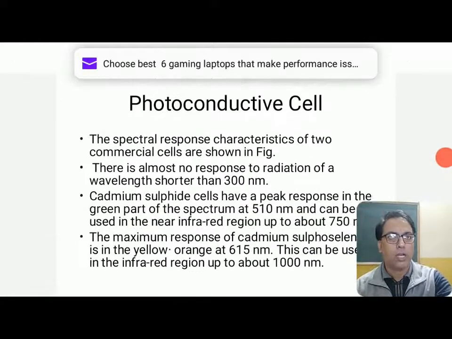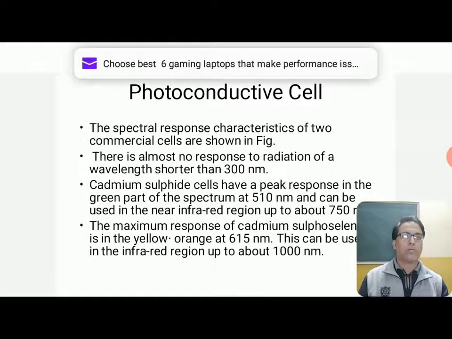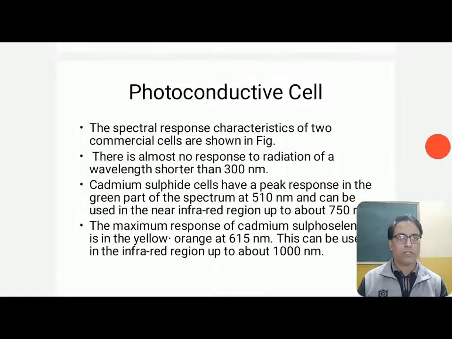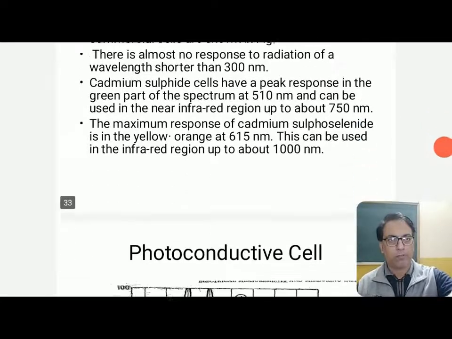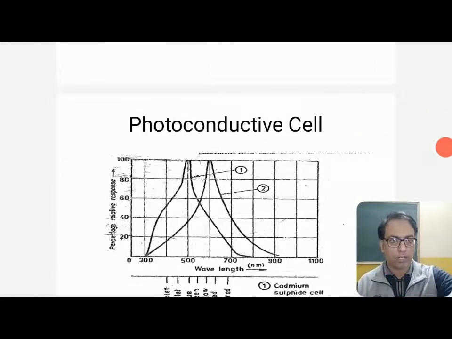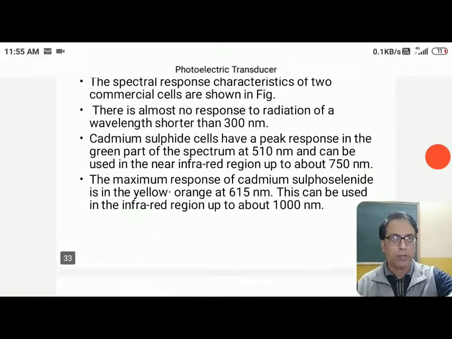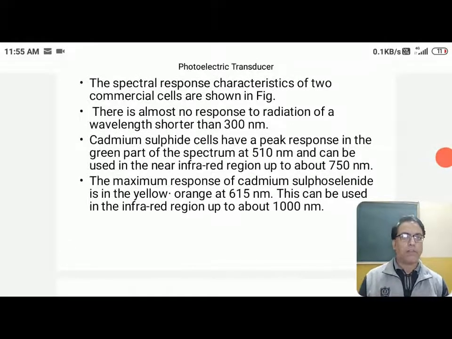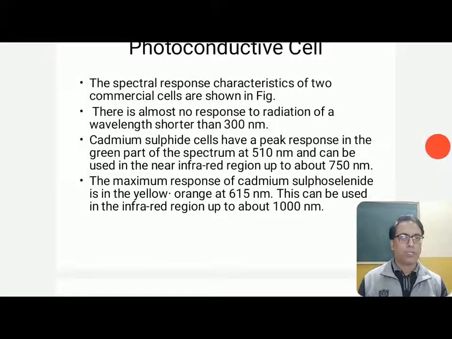Now, there is almost no response to radiation of wavelength shorter than 300 nanometer. From this curve, you can say that below 300 nanometer there is no response. And the cadmium sulfide cell has a peak response in the green part of the spectrum at 510 nanometer and can be used in the near IR region up to 750 nanometer.